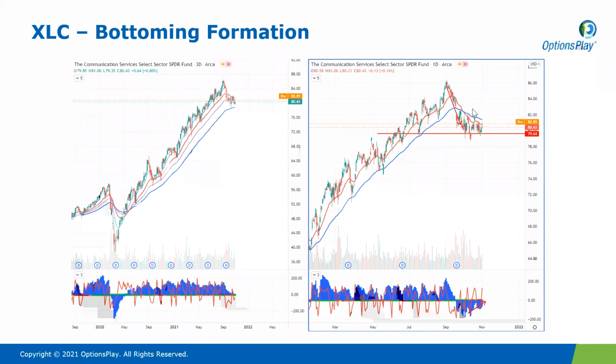The price is definitely still consolidating, but I think once we see a breakout up around that $82 level or so, that would be constructive for a move higher back to 86 all-time highs, or maybe even further for the communications sector. But I think patience is required here, as price is definitely consolidating.